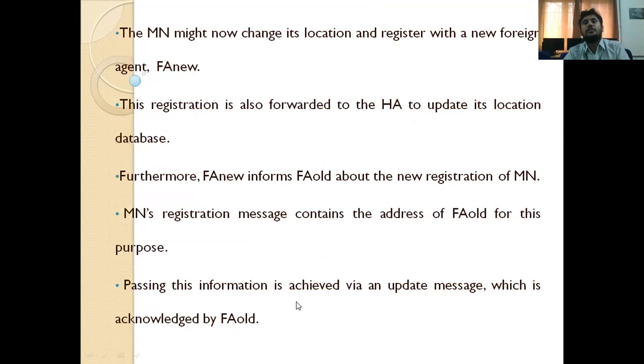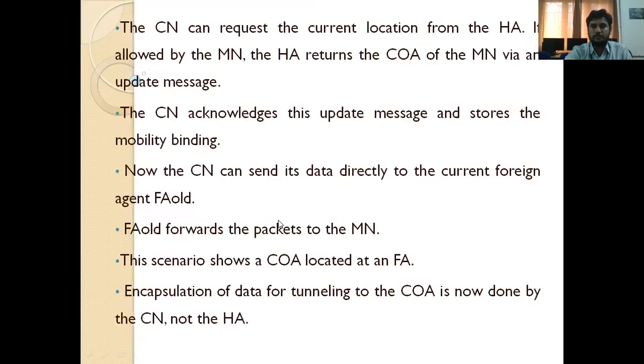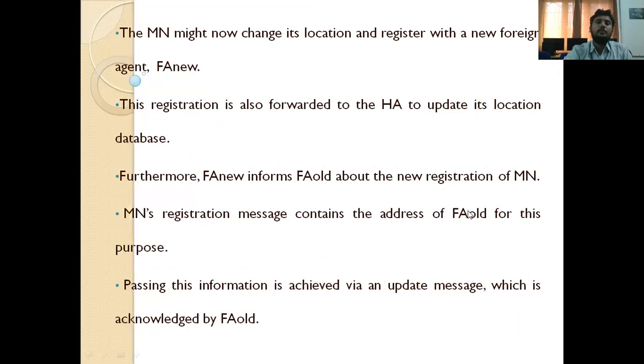So the MN might change its location and register with a new foreign agent, that is FA new. This registration is also forwarded to the HA to update its location in the database. Furthermore, FA new informs FA old about the new registration of MN.